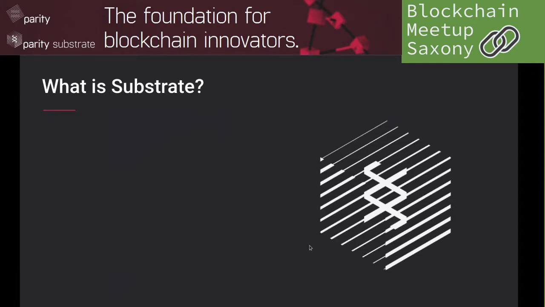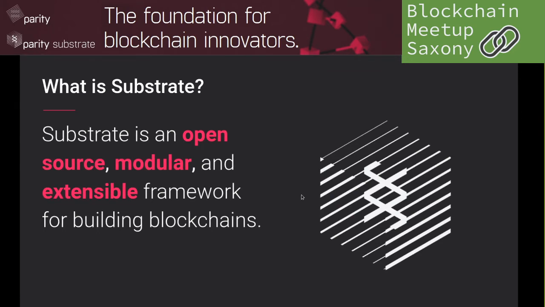What is Substrate? And the implicit question with that is, how is it related to Polkadot? Just to help everybody recognize the branding, this is the Substrate logo over here. I think you have probably seen the other one that has similar lines, like an equal sign. That's Parity as a company. This one is Substrate.